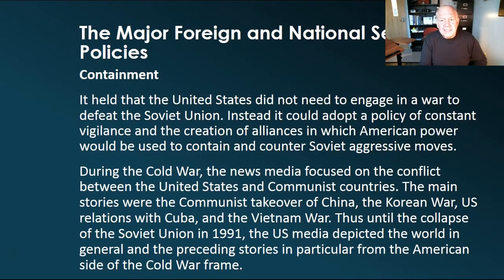It held that the United States did not need to engage in a war to defeat the Soviet Union. Instead, it could adopt a policy of constant vigilance and the creation of alliances in which American power would be used to contain and counter Soviet aggressive moves.